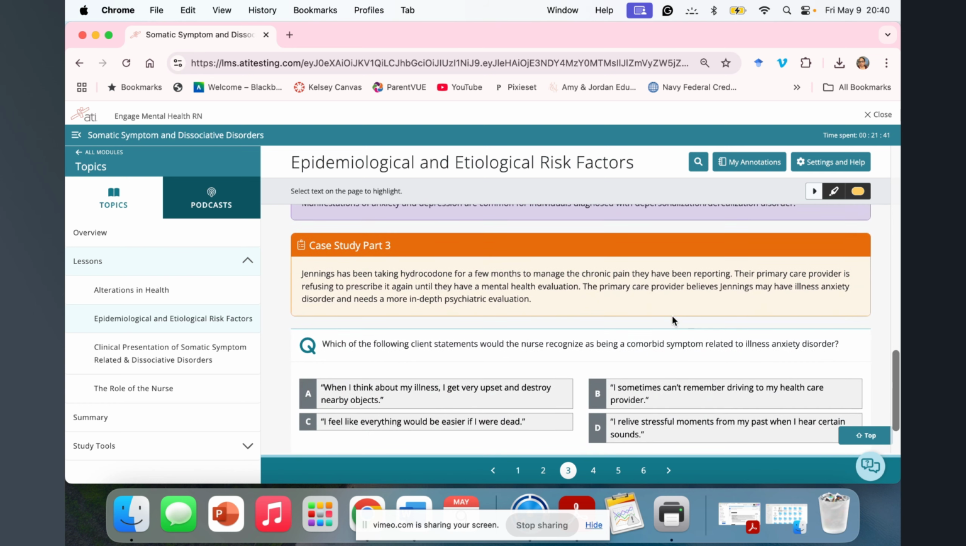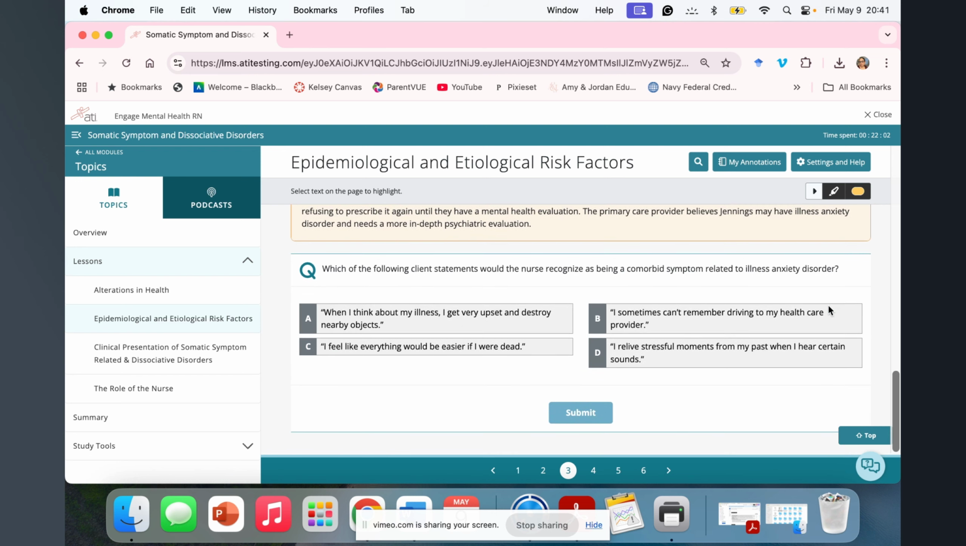Okay. All right, let's get back to Jennings. So Jennings has been taking hydrocodone for a few months to manage chronic pain, and they've been reporting their primary care provider is refusing to prescribe it again until they have a mental health evaluation. The primary care provider believes Jennings may have illness anxiety disorder and needs a more in-depth psychiatric evaluation. Which of the following client statements would the nurse recognize as being a comorbid symptom related to illness anxiety disorder?